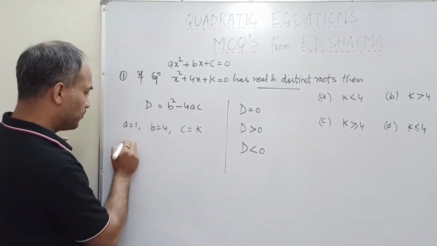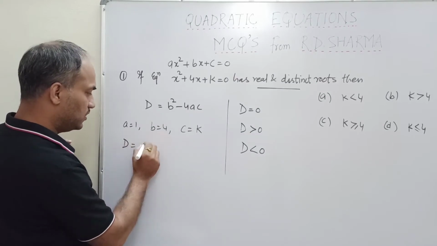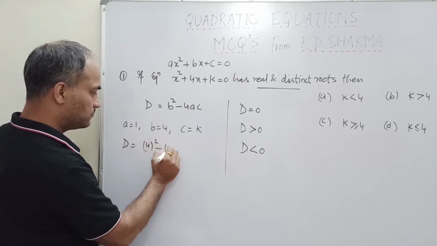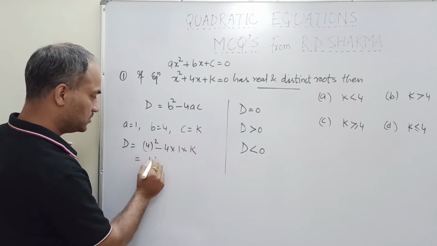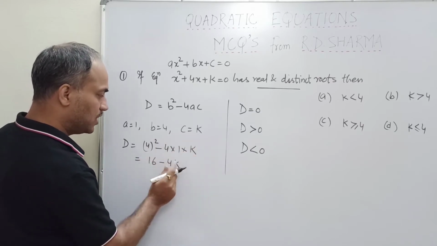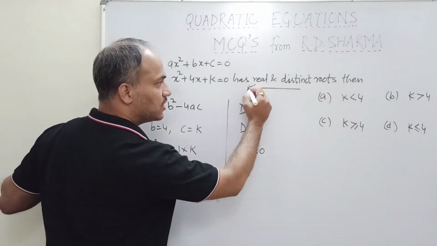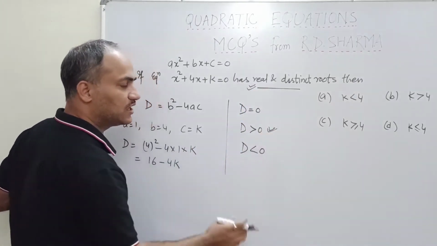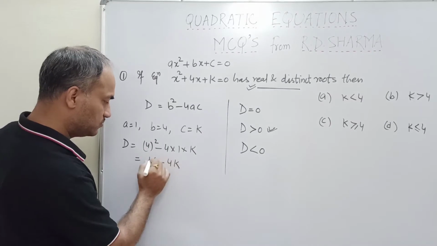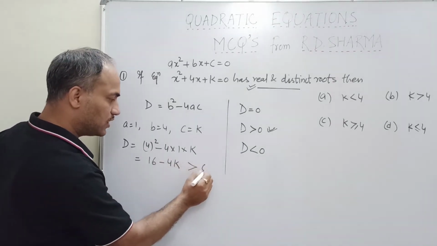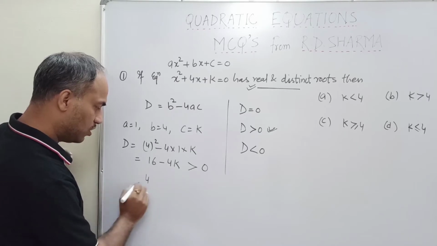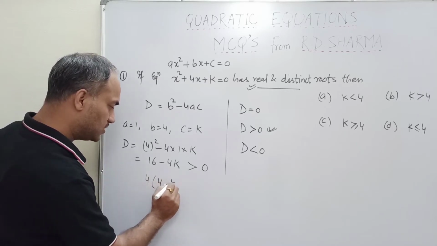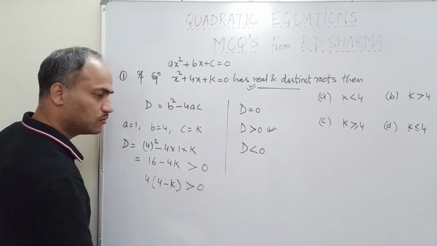Now D is equal to b square minus 4 into a into c. Okay, this gives us 16 minus 4k. Since according to this given condition we have D greater than 0. Fine, so it means this will be greater than 0. So what we say, 4 we take common, so 4 into (4 minus k) is greater than 0.